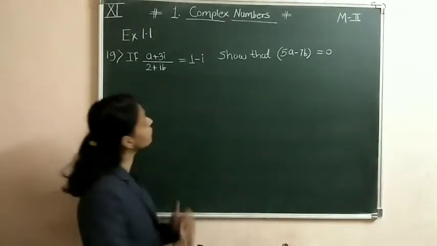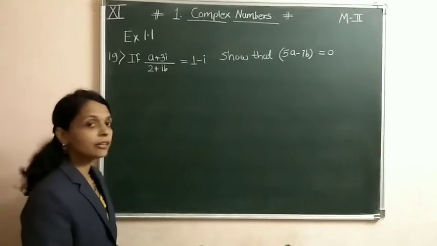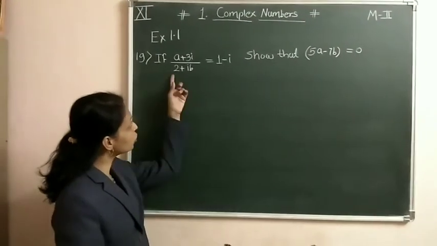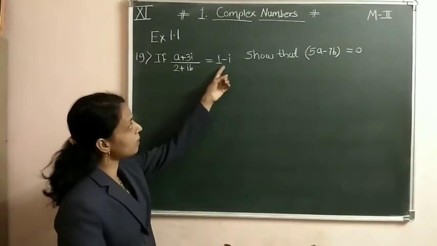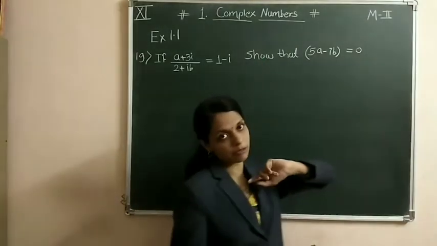Math exercise 1.1 from complex numbers. Now the next question is: if (a + 3i)/(2 + ib) is equal to 1 - i, then show that 5a - 7b is equal to 0.